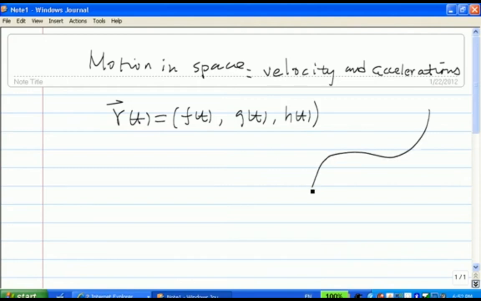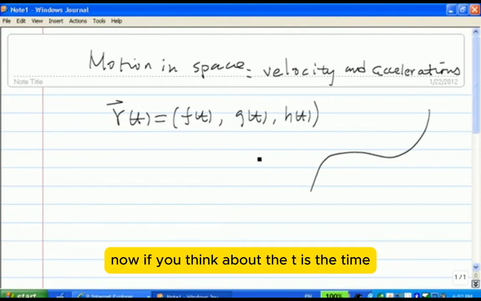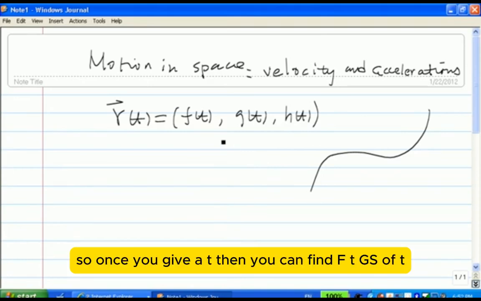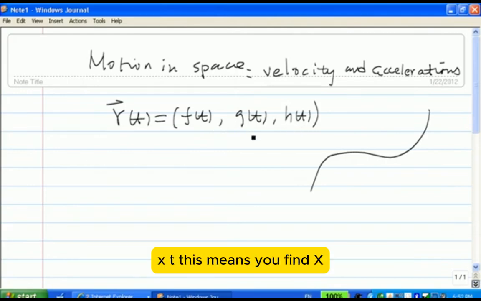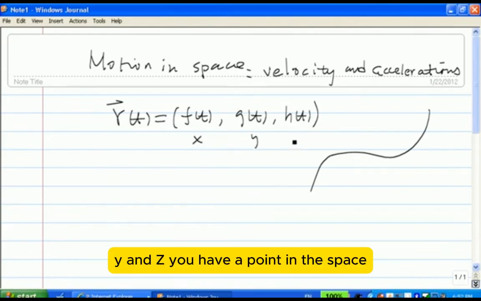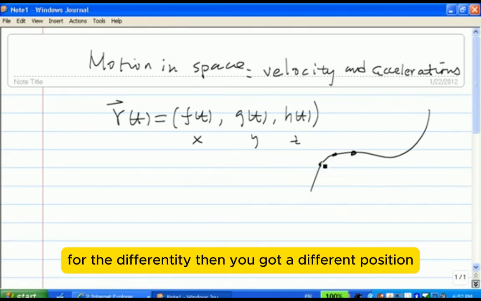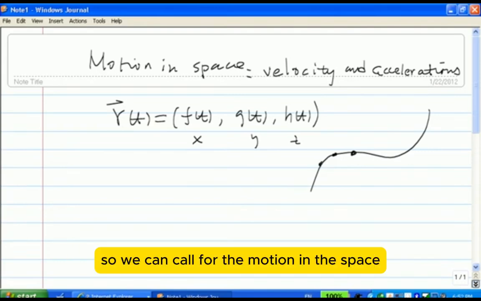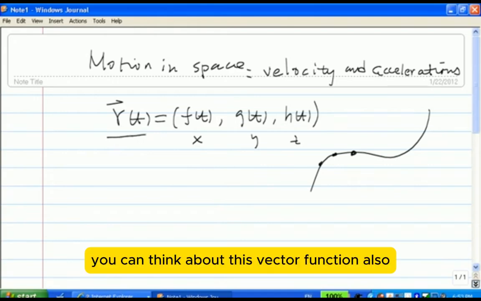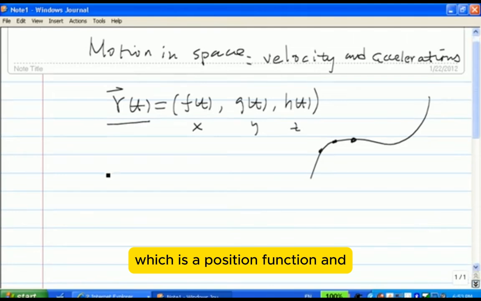Now, if you think about t as the time, once you give a t, you can find f of t, g of t, h of t. That means you find x, y, and z. You have a point in space. Then you can think about this as the position of the particle. For different t, you get a different position. So for motion in space, you can think about this vector function r of t as a position function.